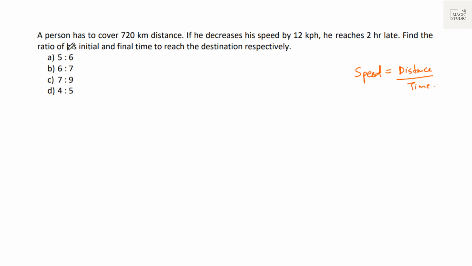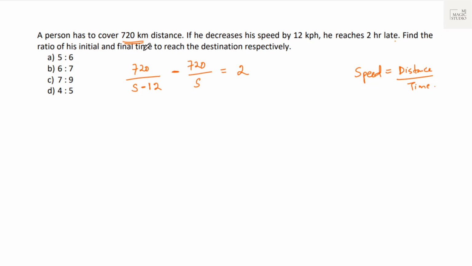That's it. A person has to cover 720 kilometer distance. If he decreases his speed by 12 kph, he reaches 2 hours late. That means if his speed is s, the time taken to travel 720 km at a speed of s minus 12 is obviously more than the time taken at a speed of s by 2 hours. If we solve this, we can find the value of s.